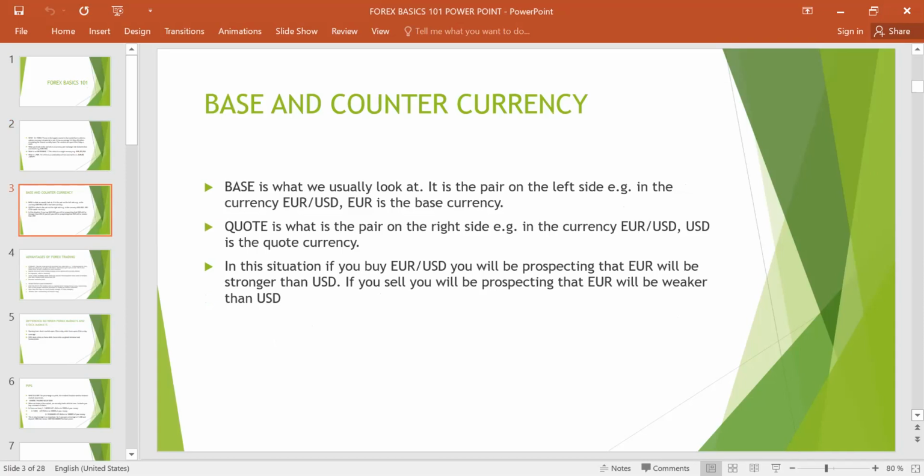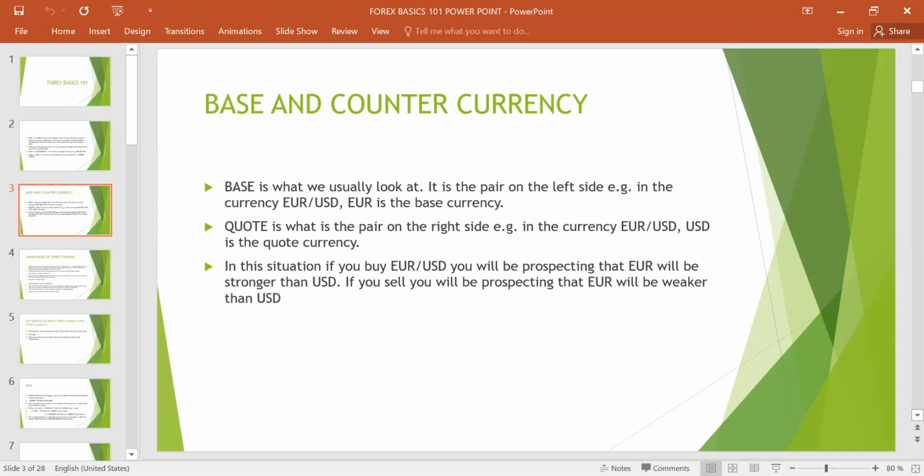So base is what we usually look at. It is always the currency on the left side. E.g. in the currency pair Euro USD, the Euro is the base currency. It's on the left side, of course. And the quote is the currency that is always on the right side. In the currency pair Euro USD, the USD therefore is the quote.